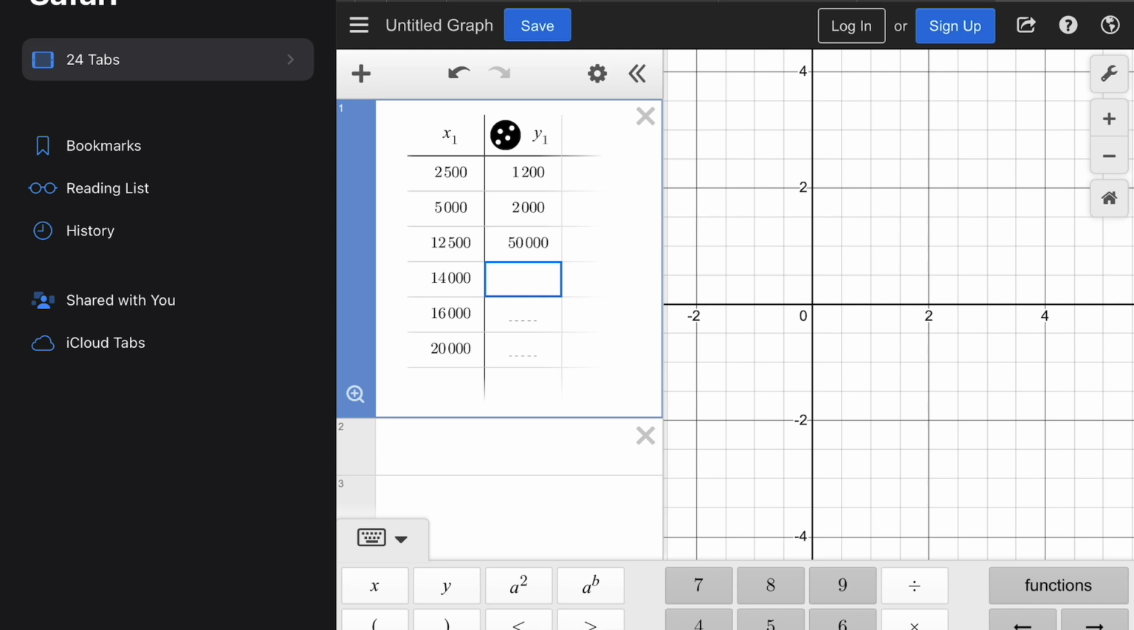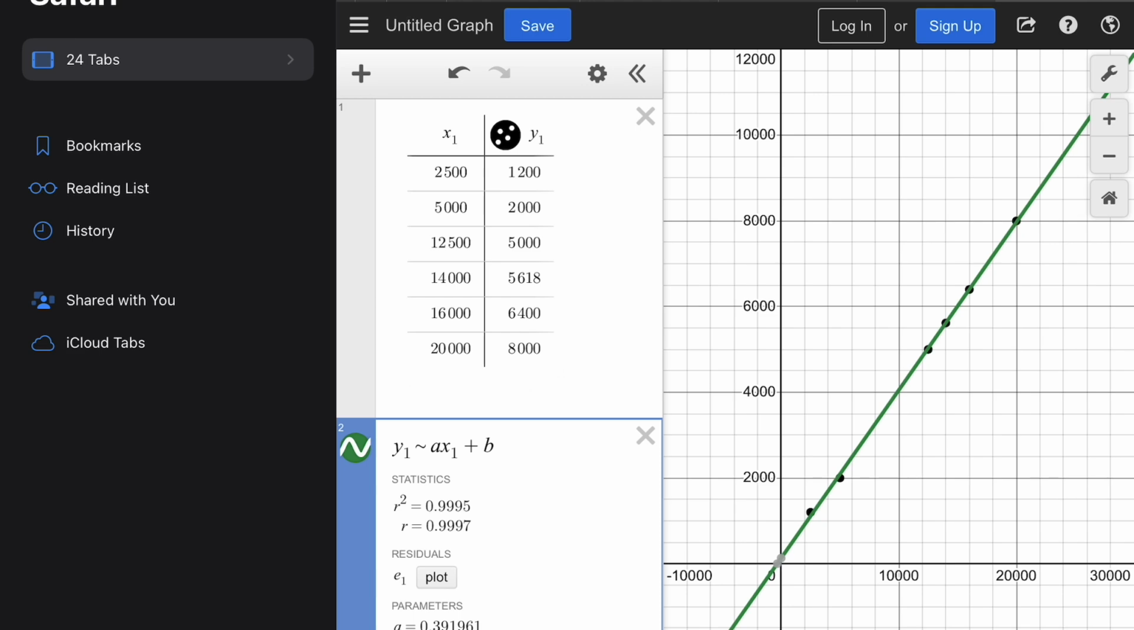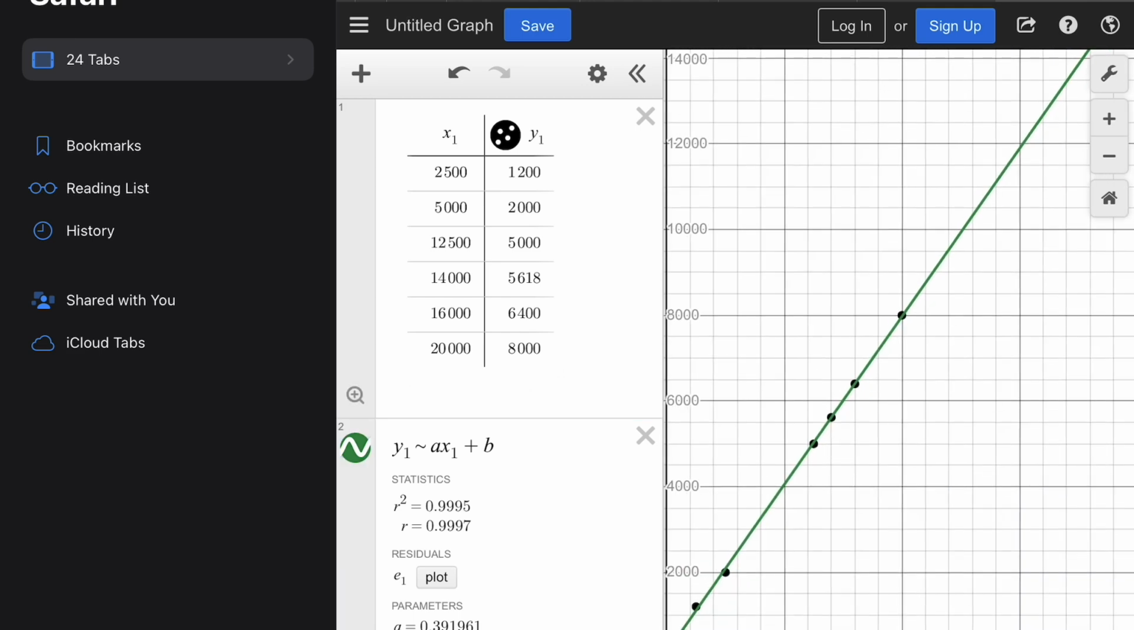5,000. Oh, that's 50,000, my bad. 5, 6, 1, that's random. 6, 400, and 8,000. Perfect. And then here, y1, get our little squiggly line, our tilde. And then instead of doing the whole function like we did before, we want the general form of a linear function, which is ax plus b. And a magnifying glass, and wow, just like that, it goes through all the points. Very lovely.